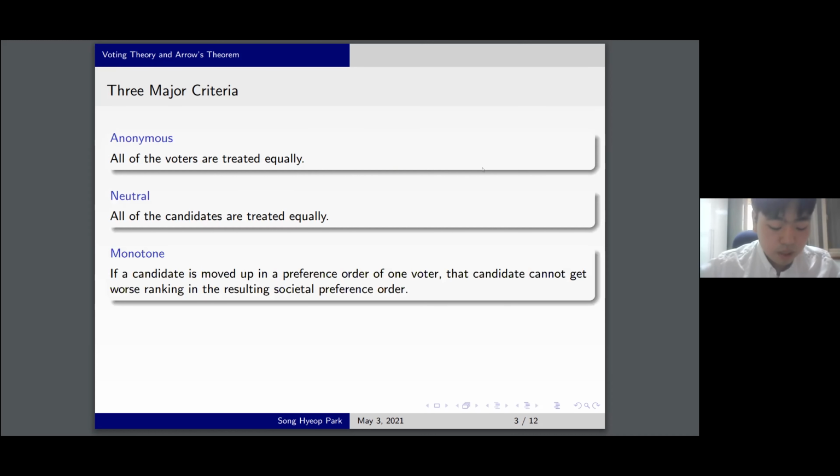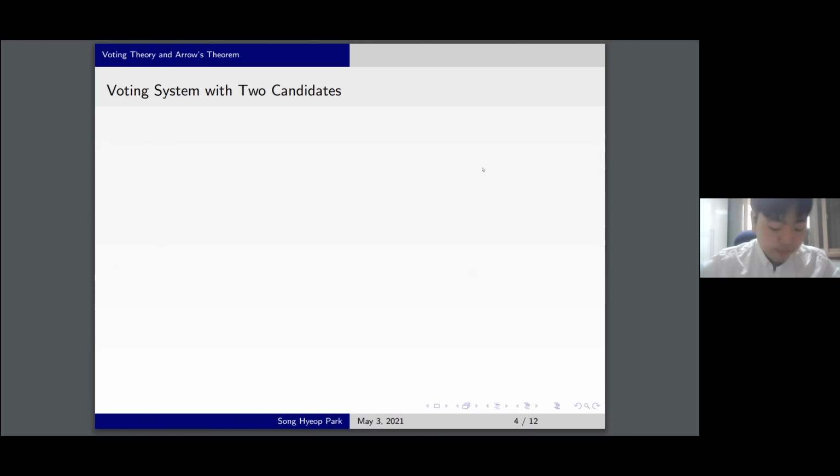Last one, we have monotone. If a candidate is moved up in the preference order of one voter, then that candidate cannot get a worse ranking in the resulting societal preference order. He gets an equal or higher ranking. So we need to find a voting system that satisfies these 3 criteria.